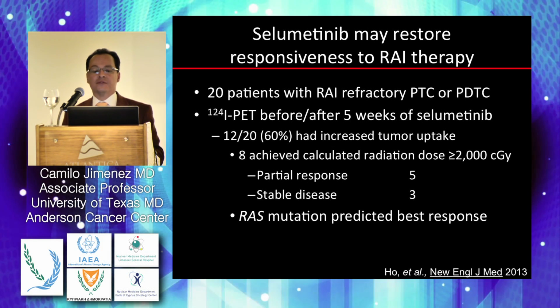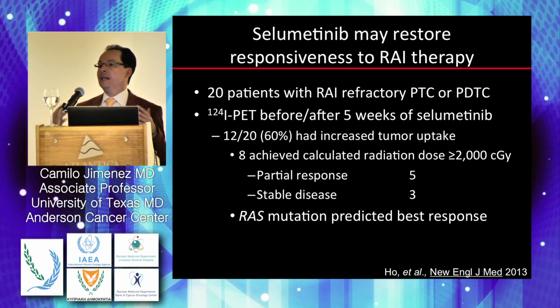And something that was very interesting from this study is that it seems that the presence of RAS mutations predicted a better response to radioactive iodine therapy. Of course, this is something that we have to prove in a much larger study in clinical practice.